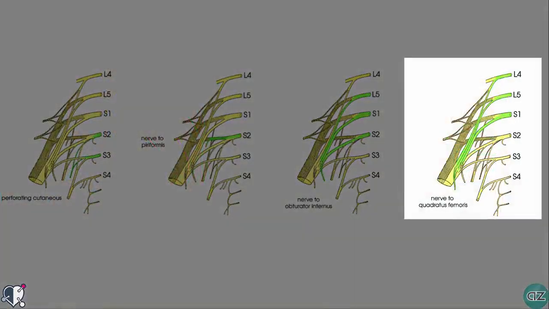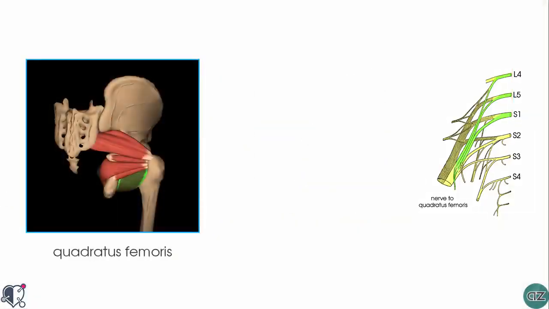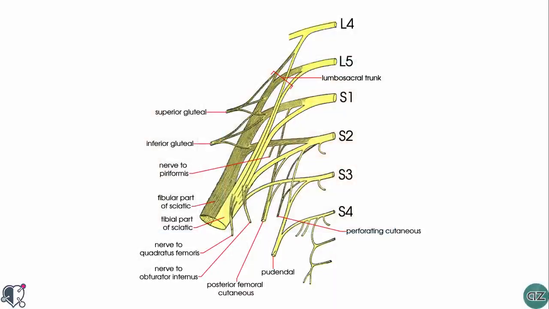The nerve to quadratus femoris originates from L4 to S1 and leaves the pelvis via the greater sciatic foramen inferior to the piriformis muscle to innervate the quadratus femoris as well as the inferior gemellus muscle. So that's a rundown of the anatomy of the sacral plexus.